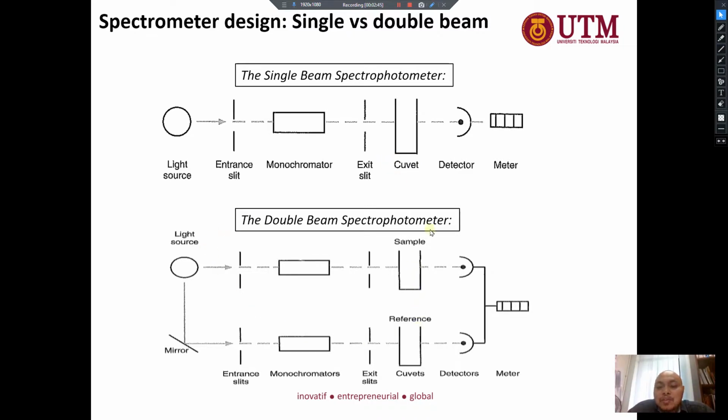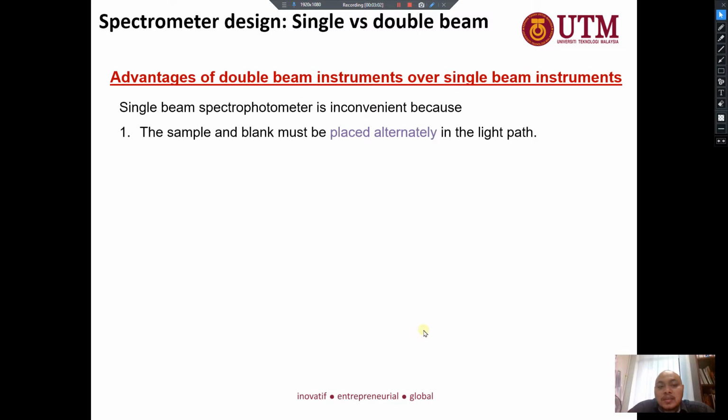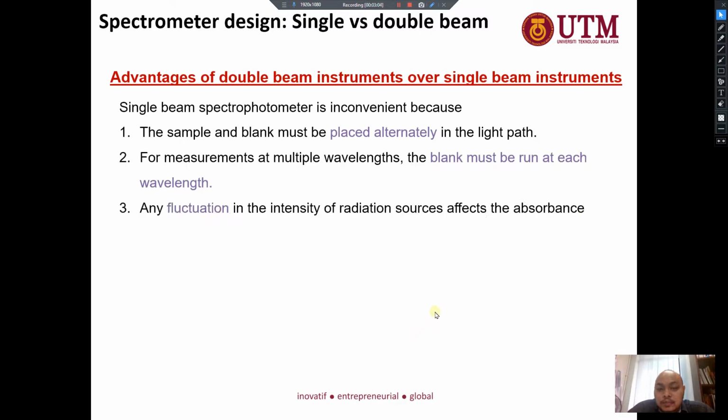But if you use the double beam spectrophotometer, you have the sample over here, you have your blank over here, so you can just change the wavelength without the requirement of replacing the sample with your reference or blank. So it's very efficient.